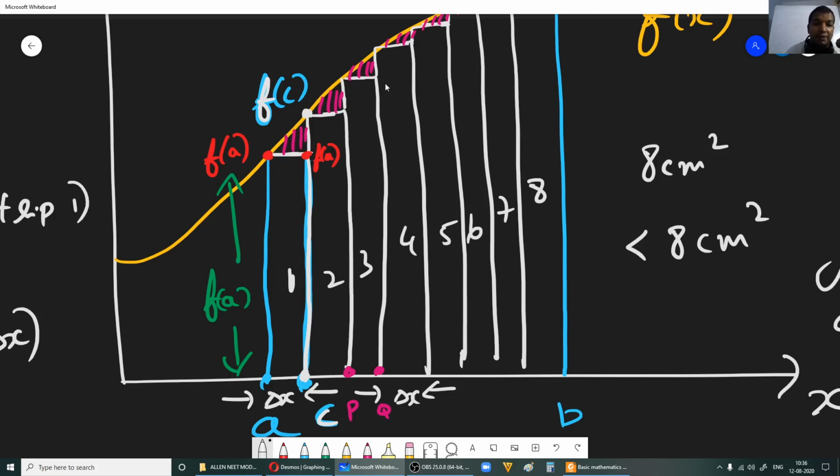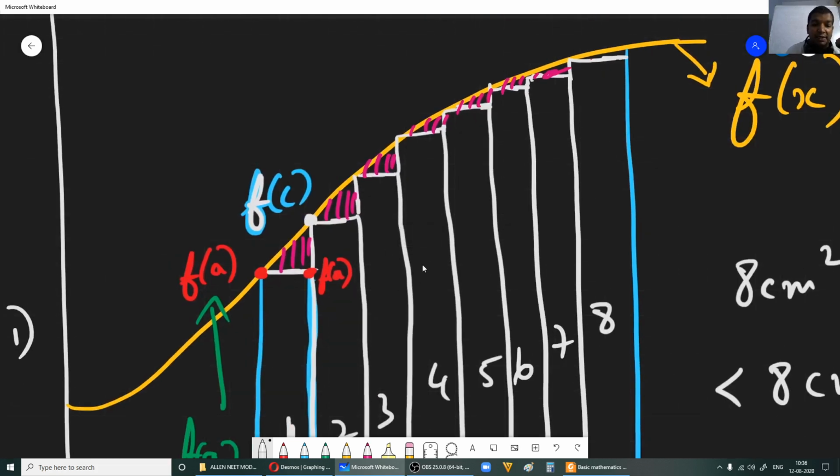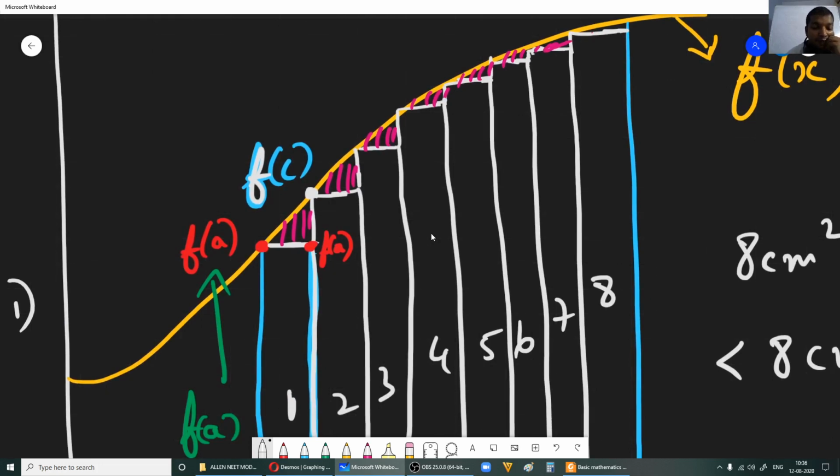But actually what you are seeing here is strip number 3, where this is x equal to p and this is x equal to q. Let me choose some other color. When x changes from p to q, what is the change in f of x? This is your change in f of x, delta f of x. I am focusing only on strip 3 right now.